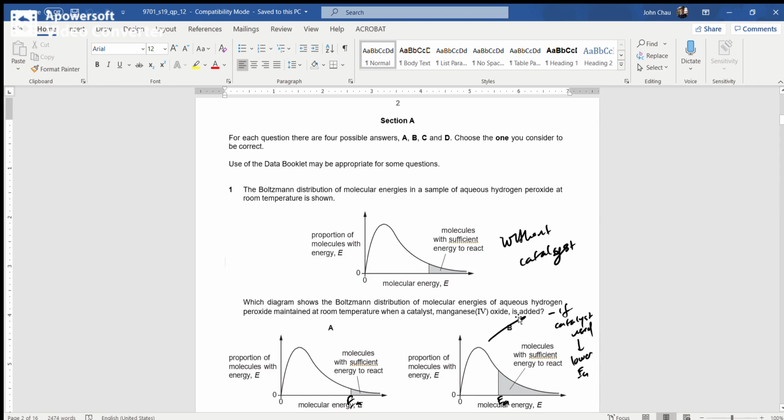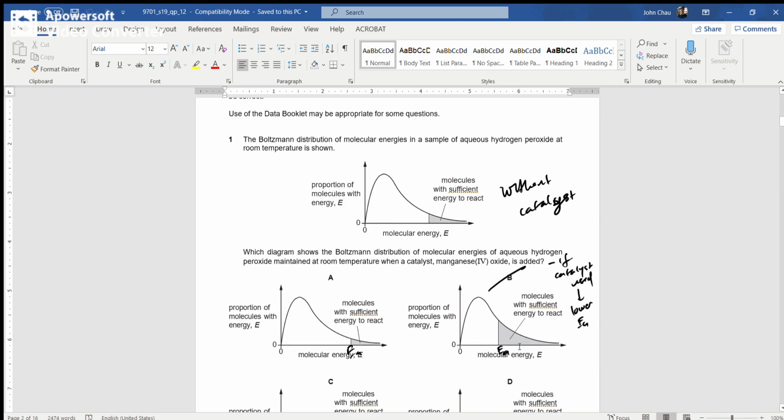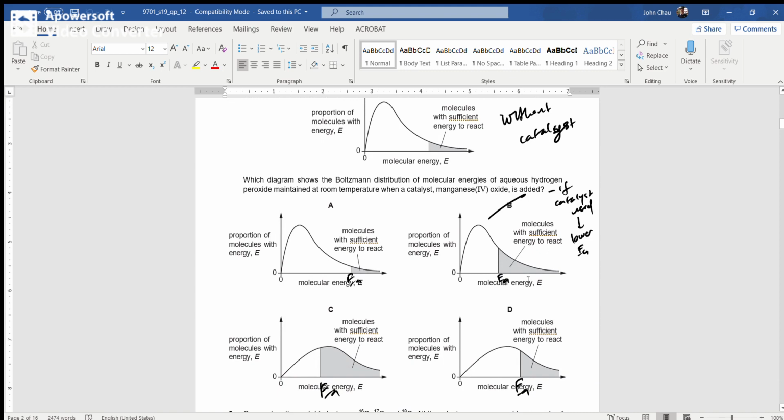Now with catalyst, we know the activation energy is lower. The shape of the curve will not change, so it's still maintained, but this time with a lower activation energy. That's why the answer is B.